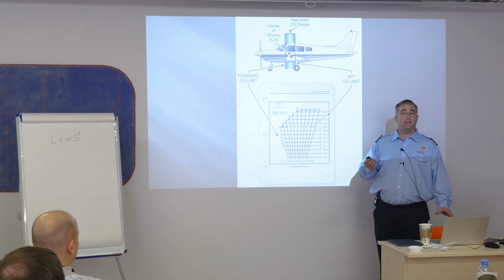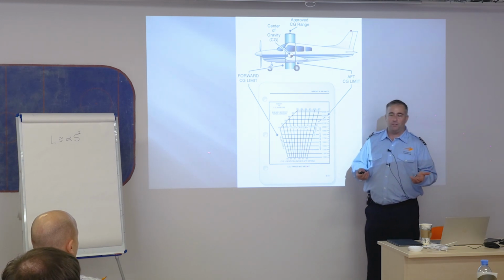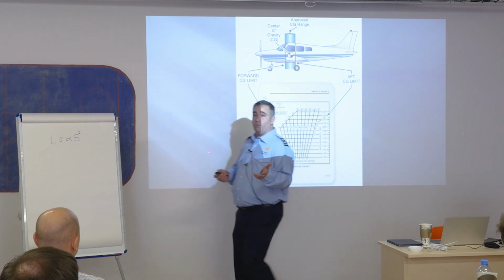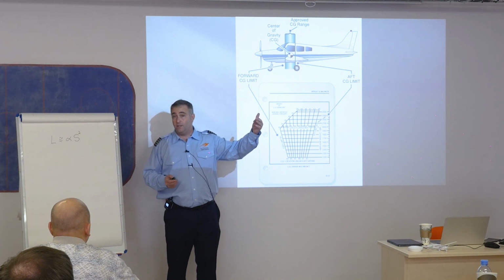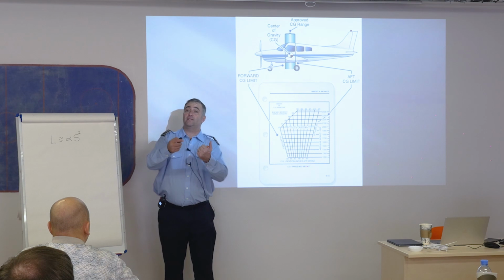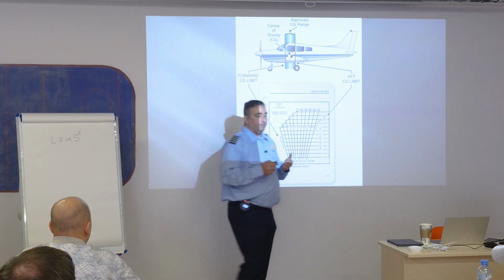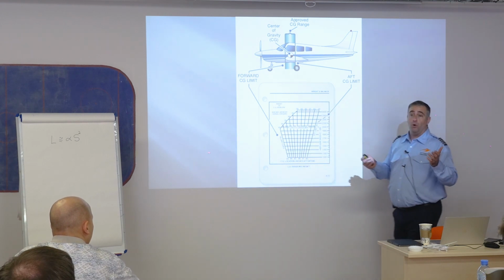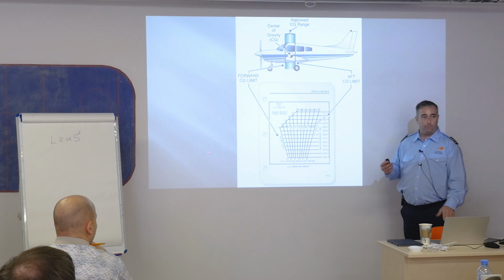So different categories based on where we load. Now, what does this normal utility category mean to me anyways? Well, normal category means I'm limited to a positive 3.8 G loading and a minus 1.52 G loading. So I can only exhibit so much positive or negative load on the wings based on my bank angle and other control inputs.